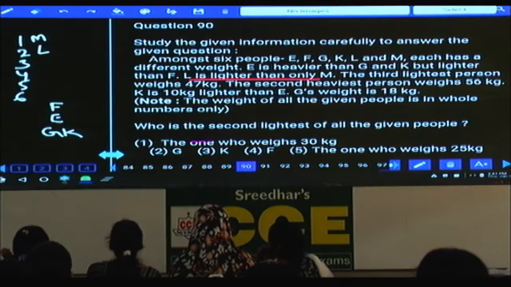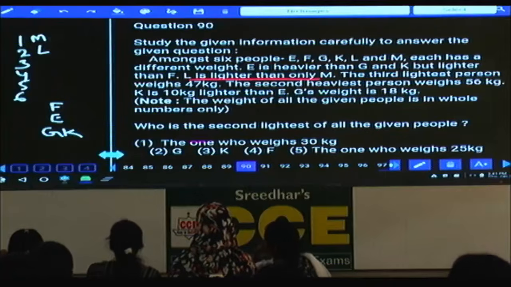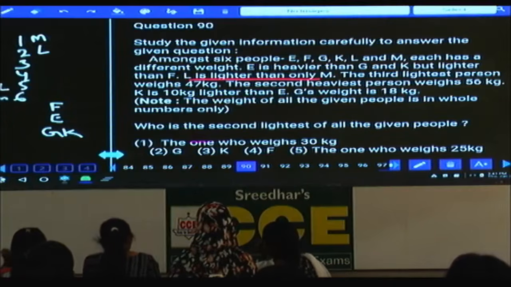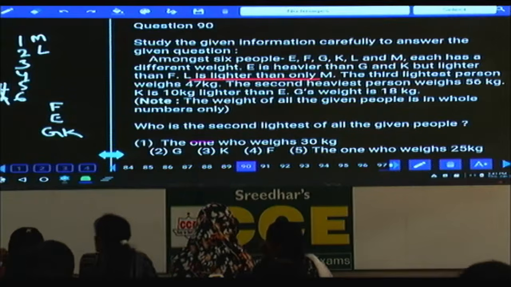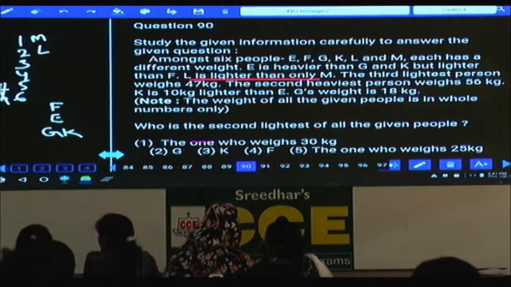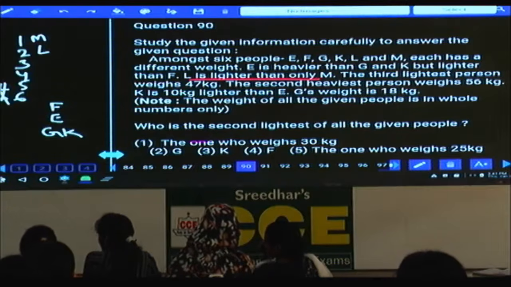Okay, those students who have missed out on this may have missed out at this point only. Here, if you take LM, it is out. Here, L is lighter than only 1. Now this person has scored. Now in this paper, this person has scored less than only 1 person in the classroom.